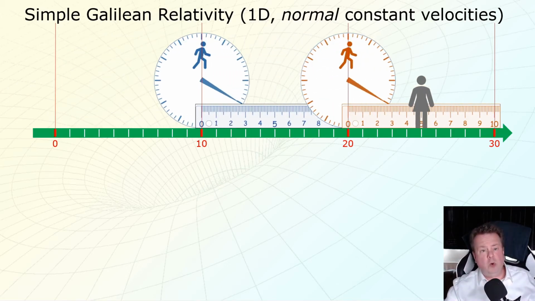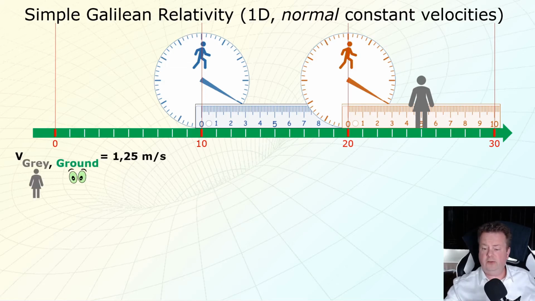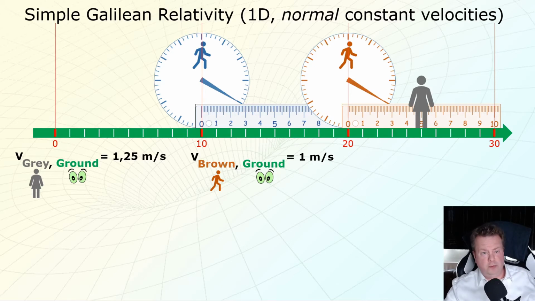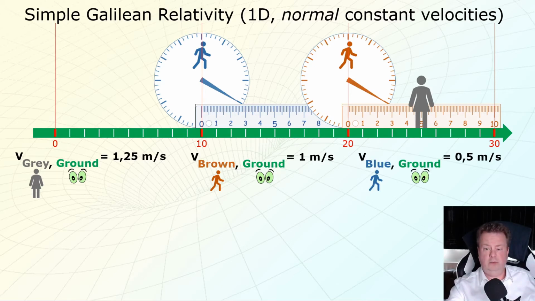We see a gray woman doing a moonwalk sideways at 1.25 meters per second relative to the ground. The v is for velocity. We see a brown observer who moves at 1 meter per second to the right, and a blue one who travels at 0.5 meters per second. And these observers are obsessed with time and location.